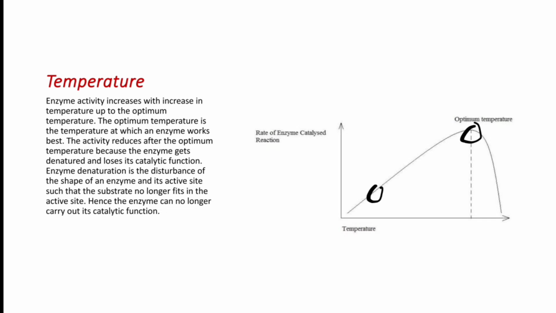Understand? So what we need to know about temperature is that the higher the temperature, the higher the rate of the catalyzed reaction up to the optimum temperature. Okay. All right. So that's how temperature affects enzyme activity.